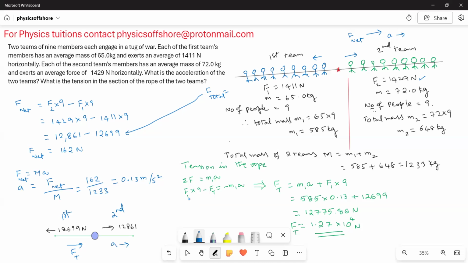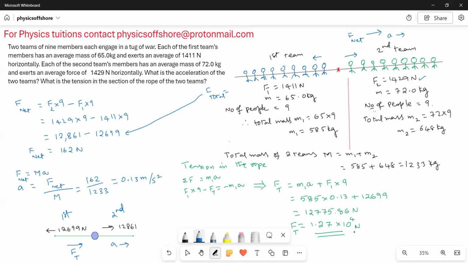So reshuffle the equation, and then you will get this one. Now you put the values: M1 is equal to 585, times acceleration. Acceleration is equal to 0.13, plus F1 into 9. So that gives the value of 1.27 into 10 to the power of 4.